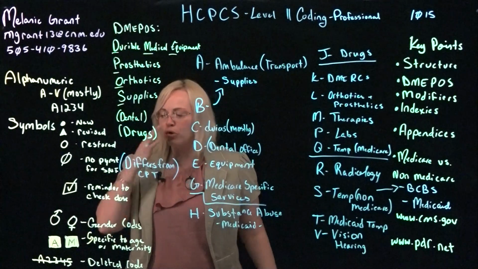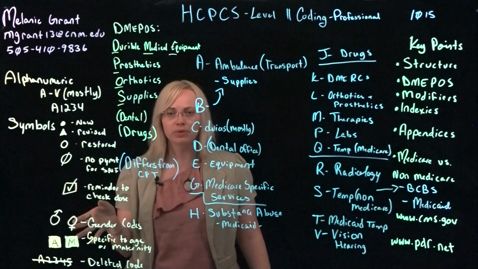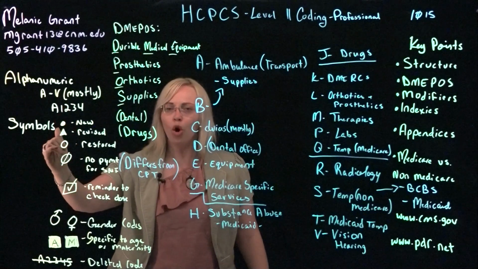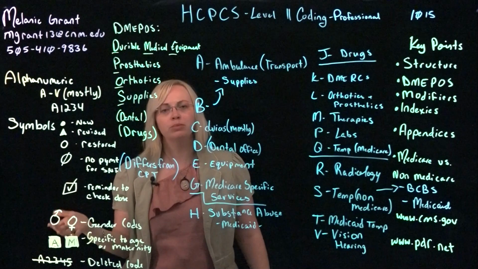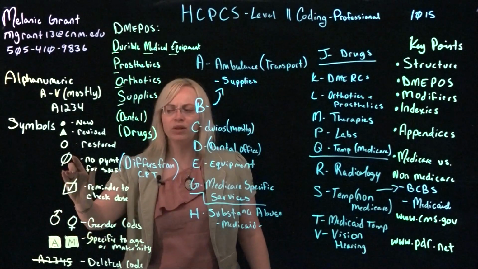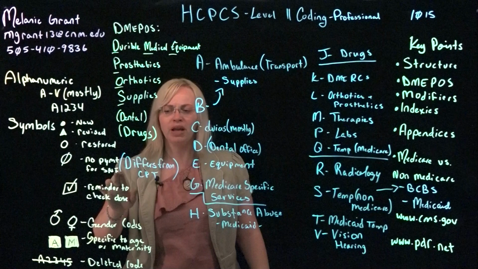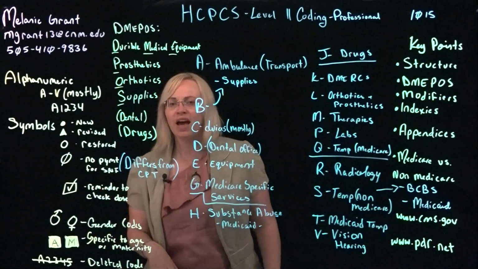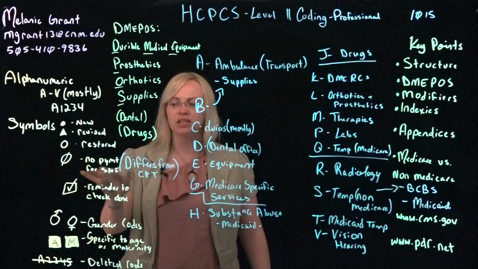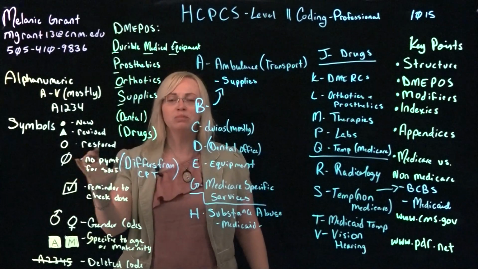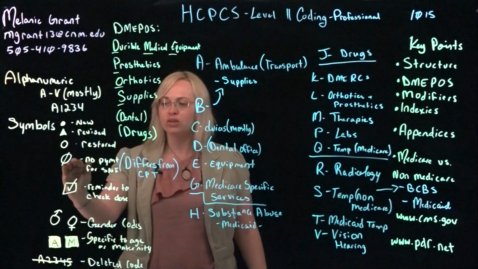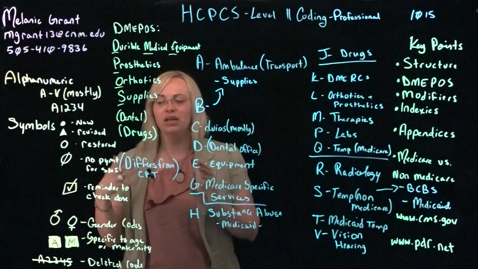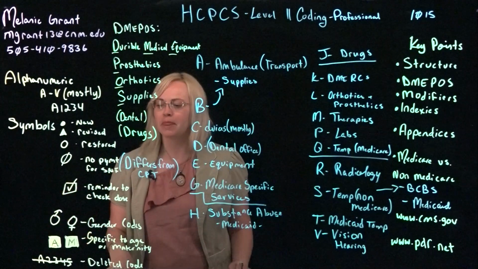Within the HCPCS code book, there's also a variety of symbols, some of which you may notice are similar, such as new and revised. An O by itself means a code that has been restored that was previously removed. But the O with the line through it is for no payment for SNF, skilled nursing facilities, typically meaning that most payers will not cover this particular service. Keep in mind, these symbols do change from CPT. So this one, for example, is modifier 51 exempt in CPT, but the symbol here in HCPCS means something else.